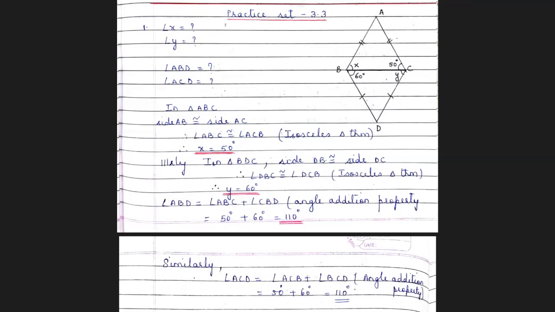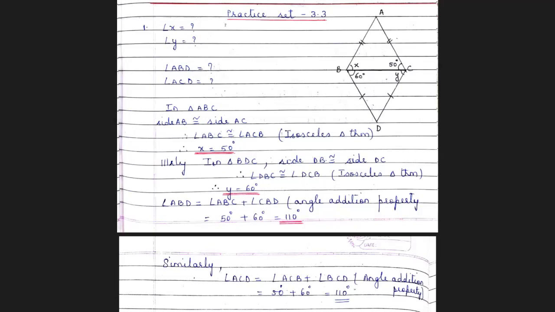So in triangle ABC, you have side AB congruent to side AC. Therefore, angle ABC is congruent to angle ACB by isosceles triangle theorem. So since angle ACB equal to 50 degrees, you get angle X is also equal to 50 degrees. Same reason, triangle BDC, BD equal to DC. The angles opposite to congruent sides are congruent by isosceles triangle theorem. Therefore, angle Y is equal to 60 degrees.